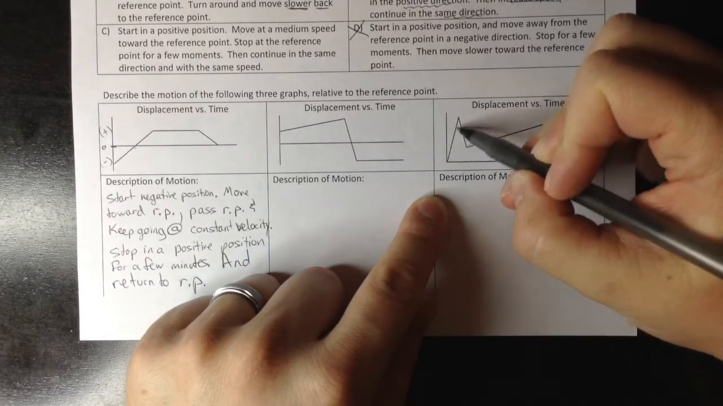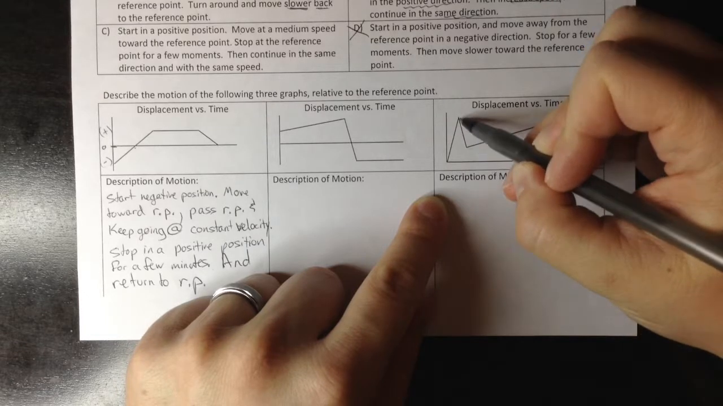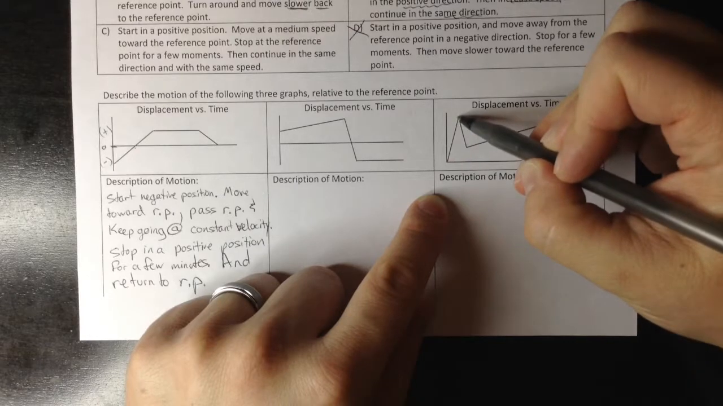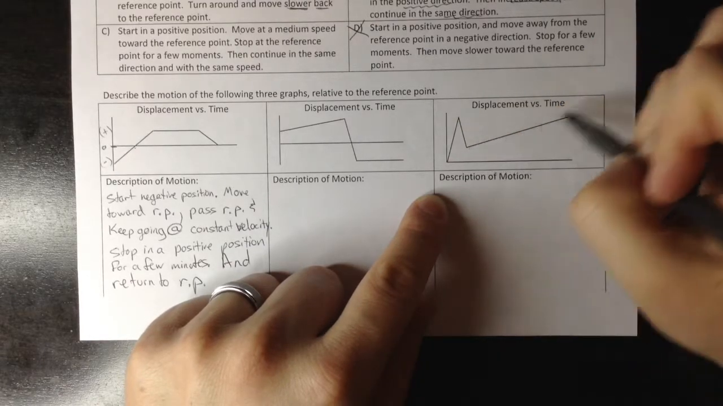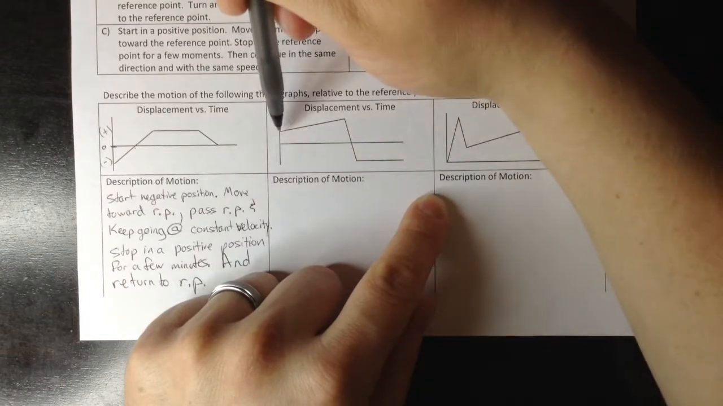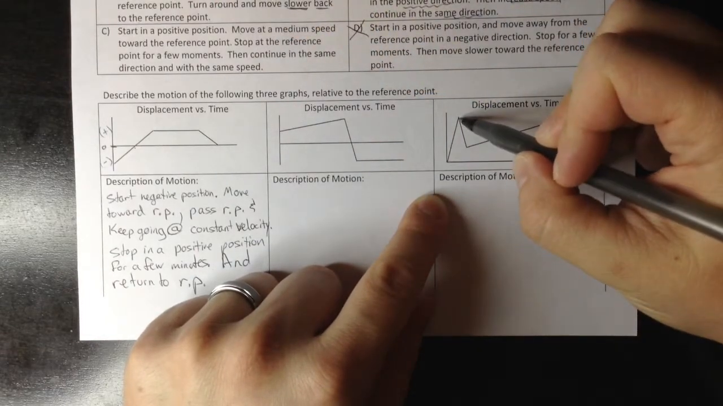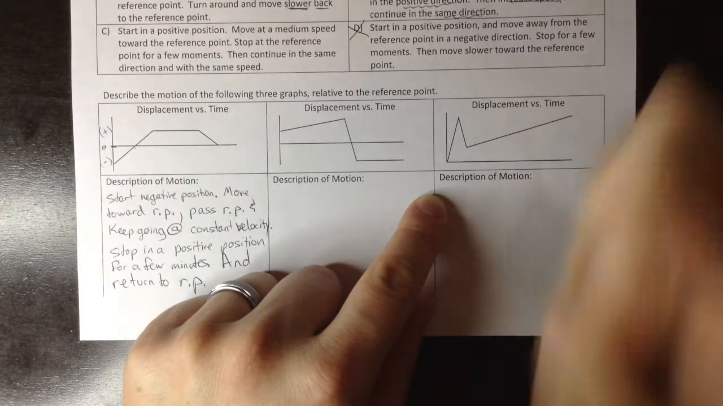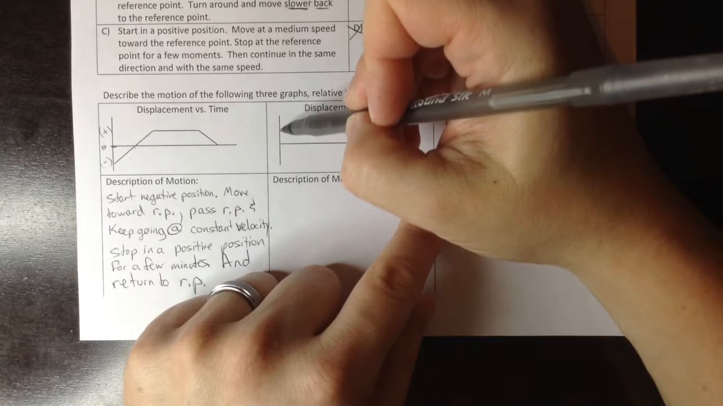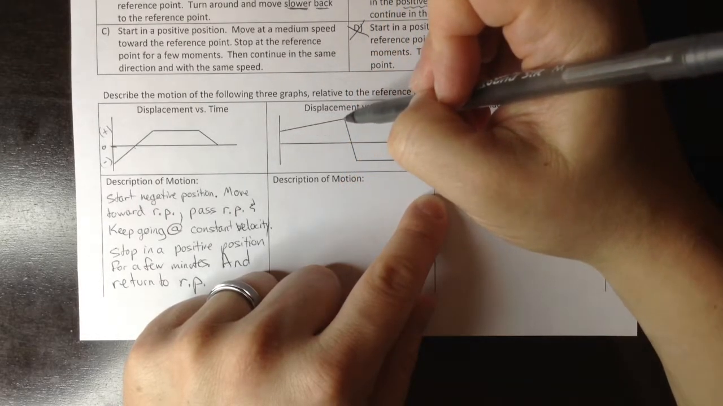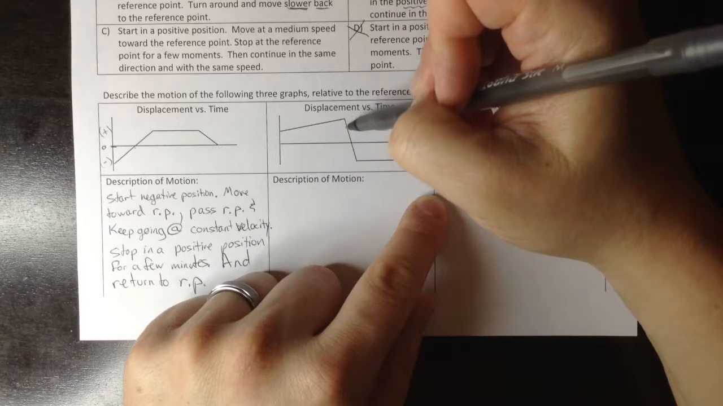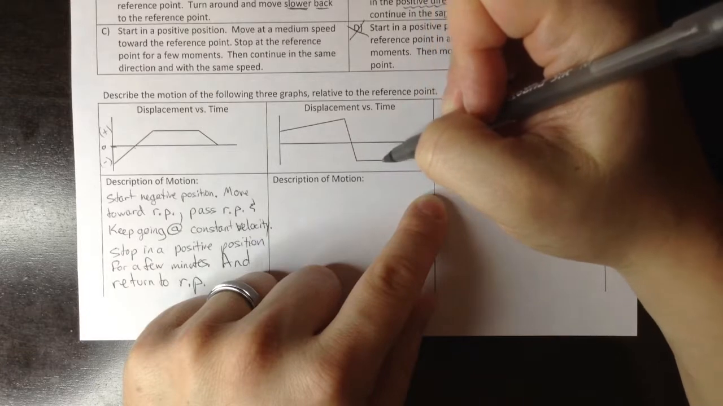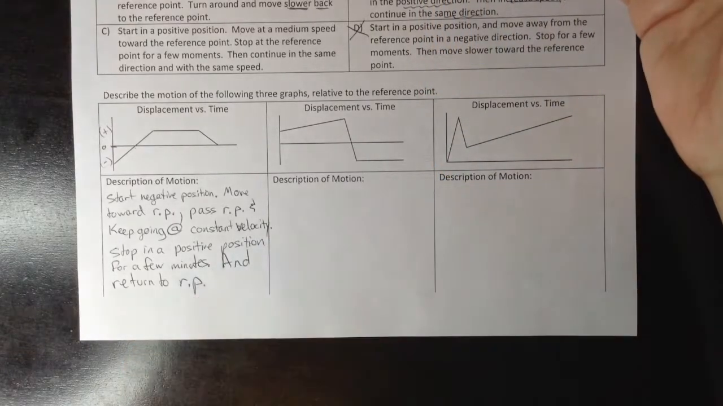So remember, if it's positive slope, it's moving in the positive direction, negative slope, negative direction, okay? In this case, this one's moving away from the reference point, moving towards the reference point, and moving away from the reference point again. So moving very fast away from the reference point, moving very fast towards the reference point, and then moving slowly away from the reference point again. Here we're starting at a positive position, moving slowly away from the reference point, and then start moving very fast towards the reference point, past the reference point, and then stay at rest. Okay, so you can check your descriptions there.